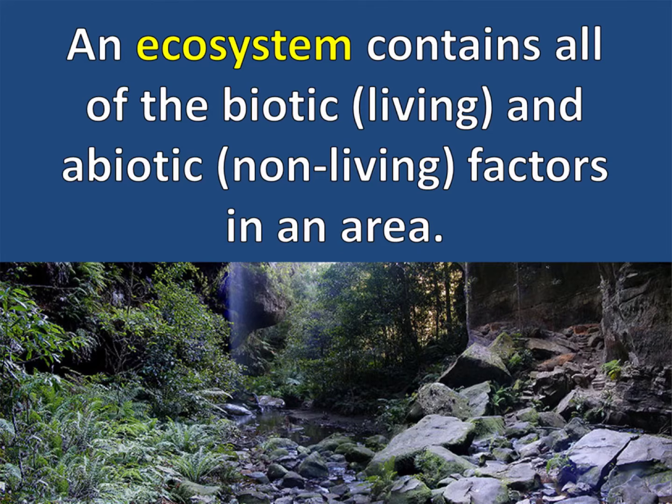An ecosystem contains all of the biotic and abiotic factors in an area. That means when we're describing an ecosystem, we're talking about both the living and the non-living things. When describing an ecosystem, we'll still talk about the plants and animals, but we'll also discuss things like the amount of rainfall and the quality of the air and the soil.